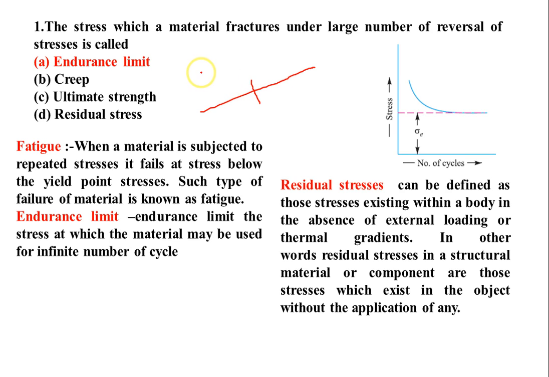Endurance limit. Suppose I set the endurance limit of this material as 25 and I apply here 20 Newton per meter square, and again and again I repeat it for a number of cycles, but it will not fail. That type of limit is known as endurance limit, and endurance limit is the resistance to fatigue.